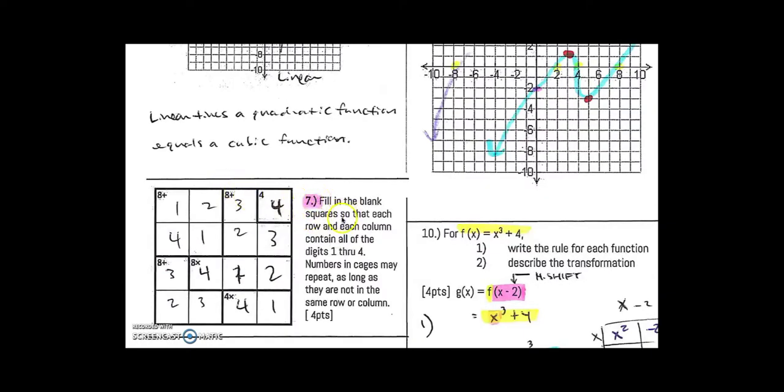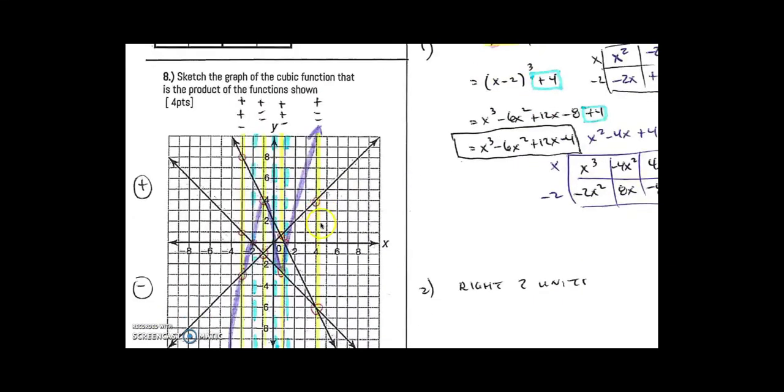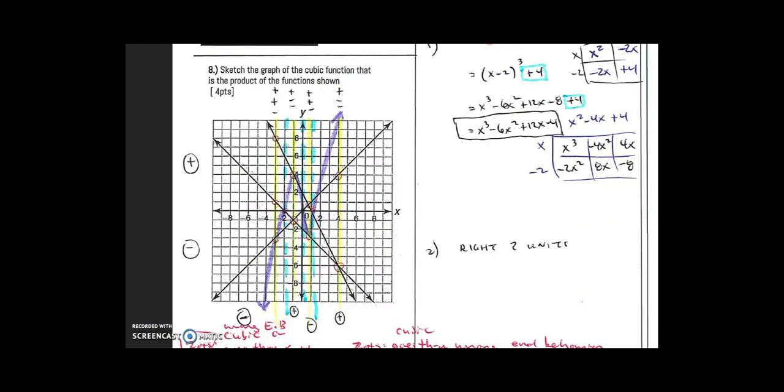Question number 7, fill in the blank square so that each row and column contain all digits 1 to 4, and numbers in cages may repeat as long as they are not in the same row or column. These are the Ken-Kens. You can watch another video on that I have on my website, but this was either 4 or 1. 4 points correct, 1 point wrong. Question number 8.